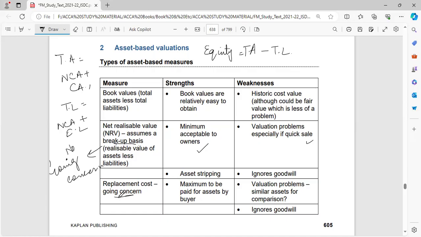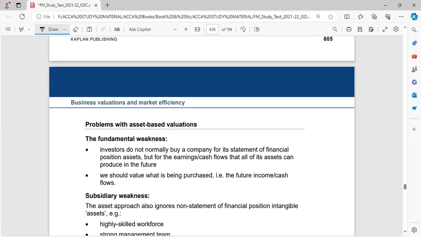Replacement cost is used when a company is a going concern. We are expecting that this company will continue for the next 12 months, and after that it will proceed. So in this case, we will value our organization at the replacement cost, or we can say market value. So in this case, our assets are valued at what? Our assets are valued at market value.